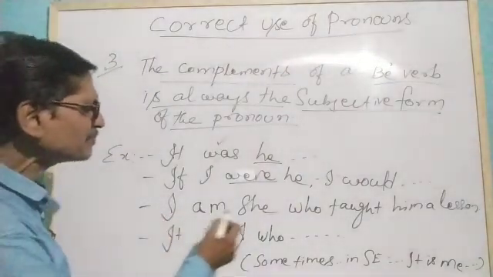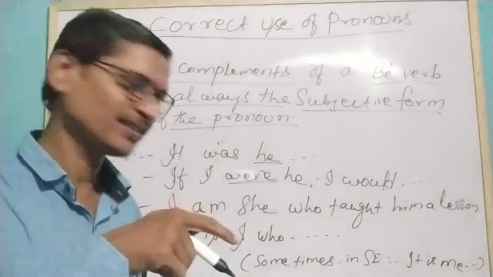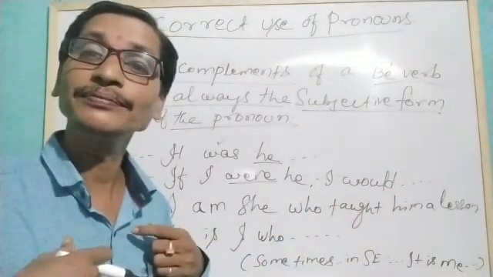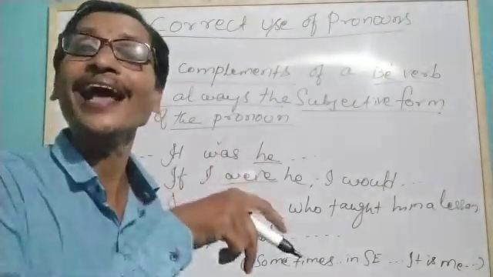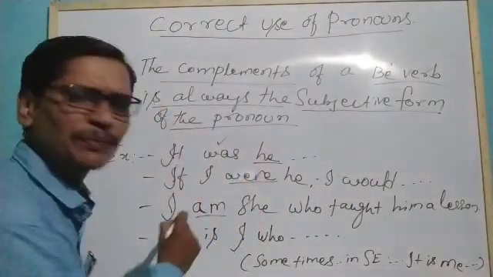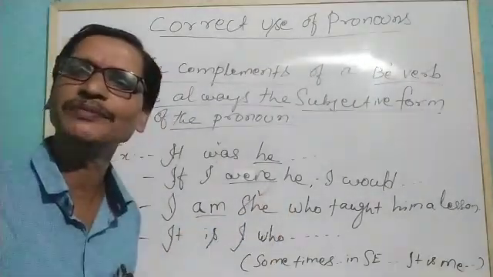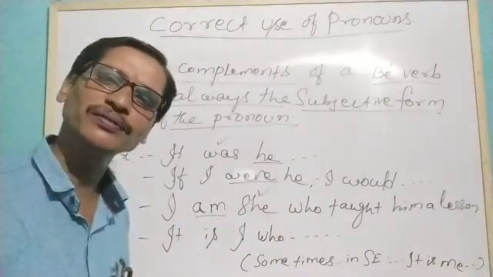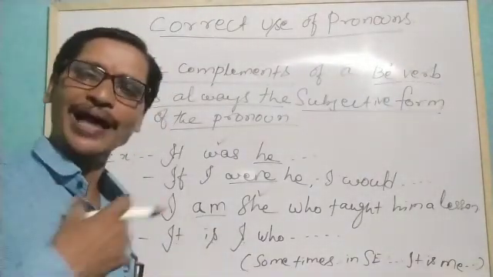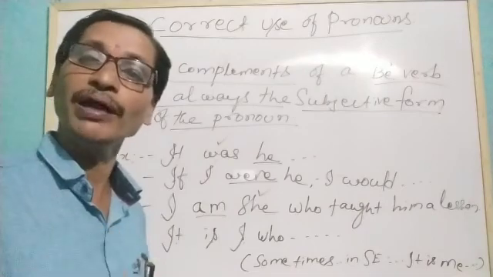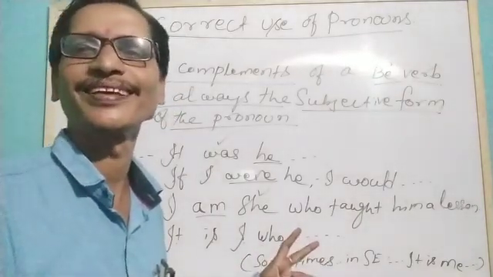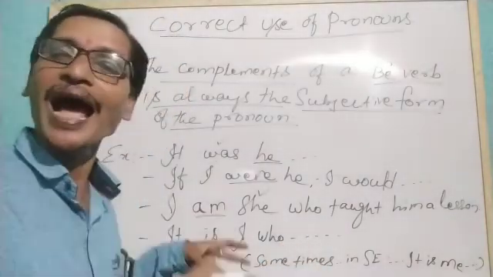So, I am she. Who taught him a lesson? I am she. That means I am that girl who taught him a lesson. Since am is a be verb, we have used the subjective form of this pronoun. Similarly, it is I. It is I who invented a new technology to teach. Understand? Therefore, it is I.